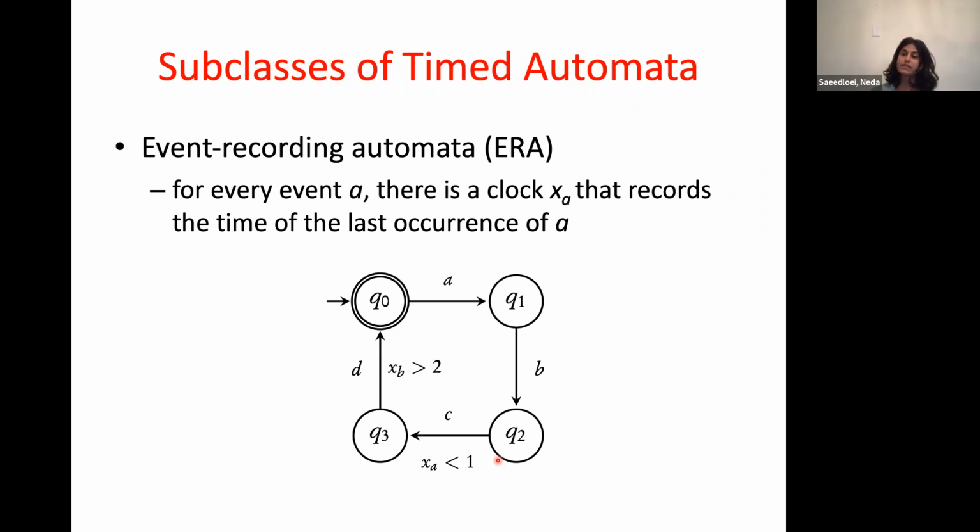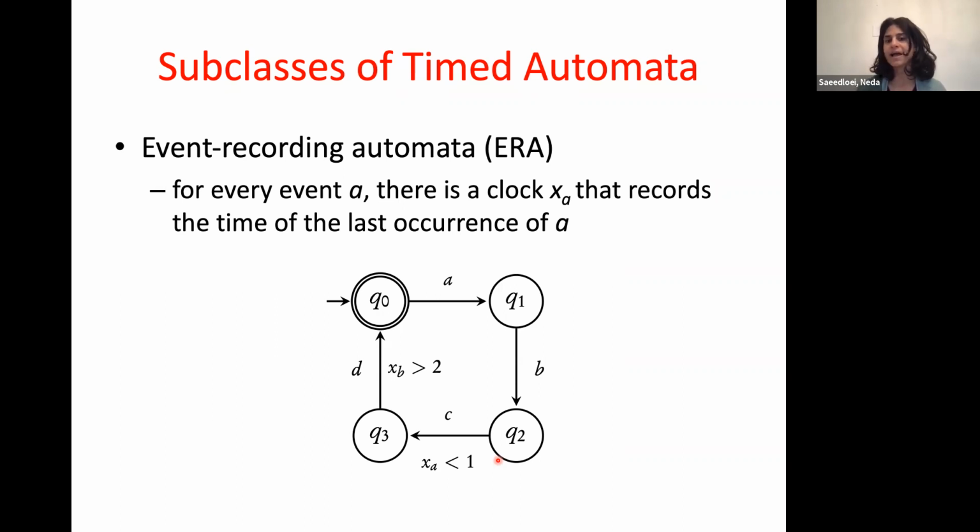So far we identified one useful class, deterministic timed automata, that can be complemented. Because they can be complemented, inclusion can be solved for them. Therefore, they are interesting from the model checking perspective. Another class of timed automata are event recording automata. The idea is that for every event A, there is a clock X sub A that records the time of the last occurrence of A.